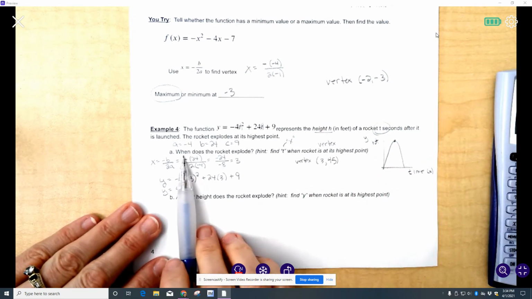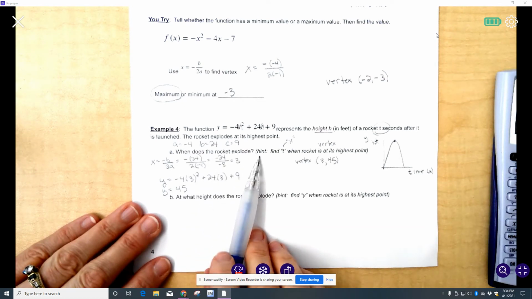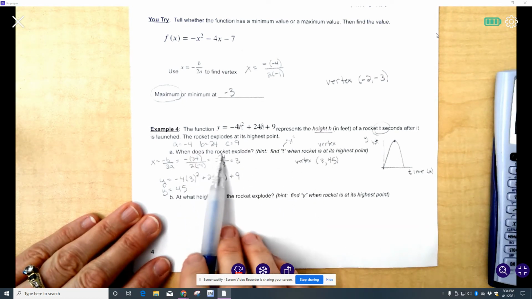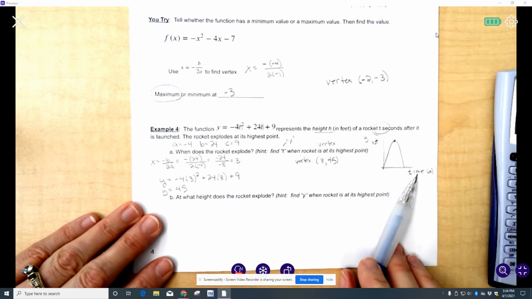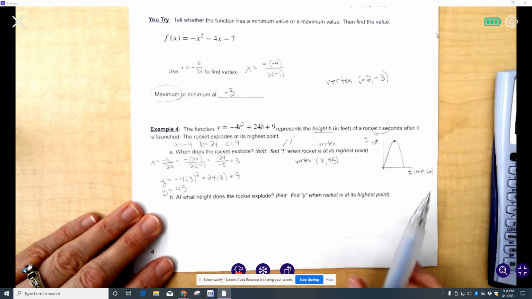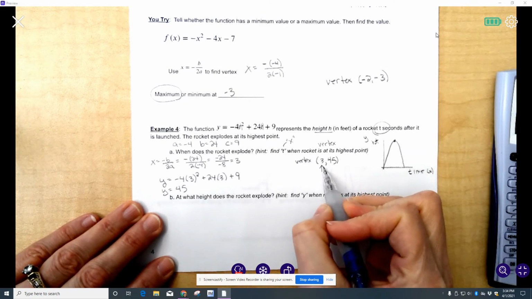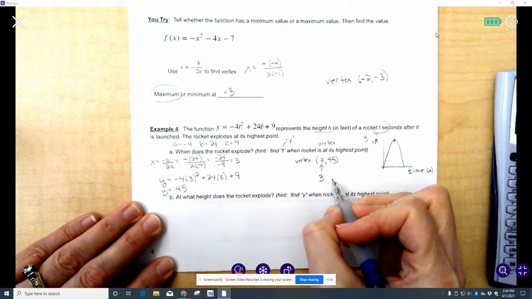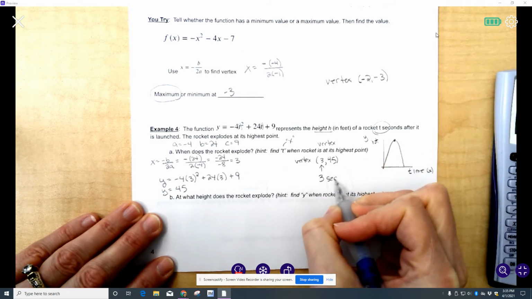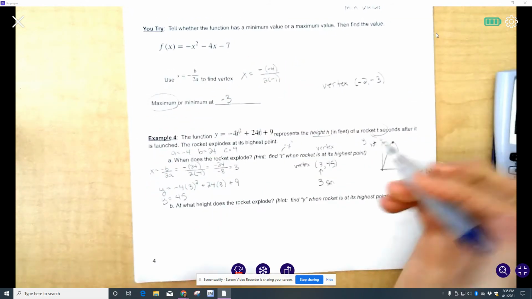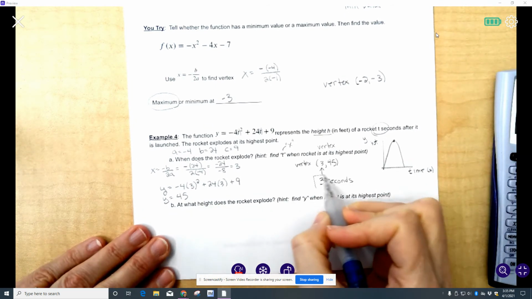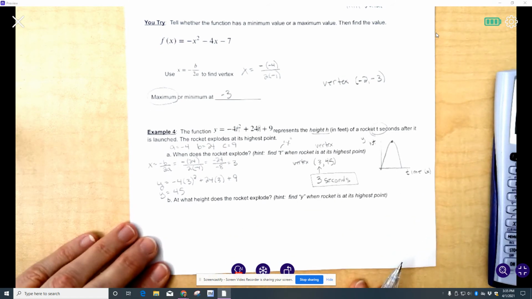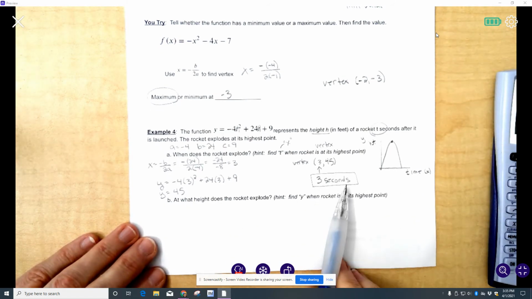Now, remember, this didn't ask me for the whole vertex. It says, when does the rocket explode? When is asking for a time. Time is x. So when it explodes is 3 seconds. Remember, you got to have units. Story problem requires a story answer, which means units or words. So when does it explode? 3 seconds after it goes up in the air.